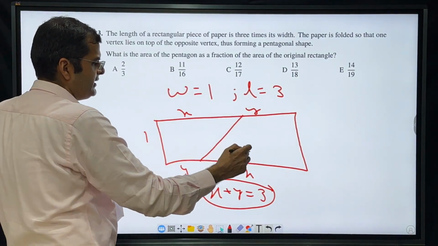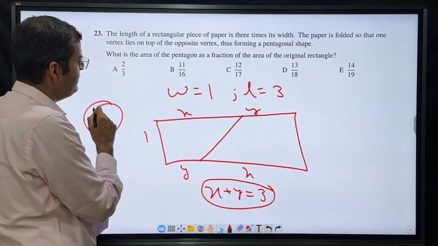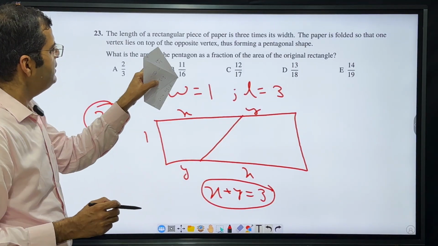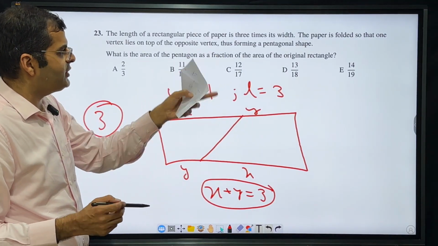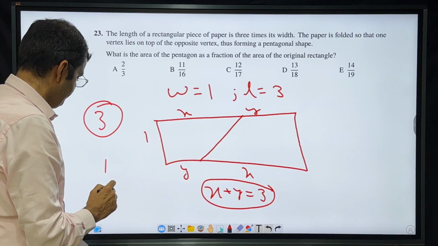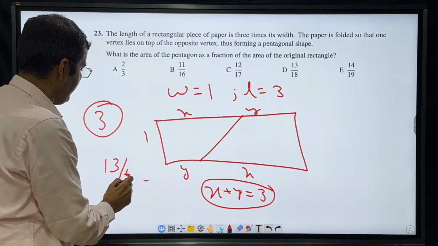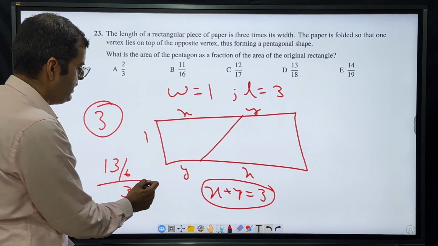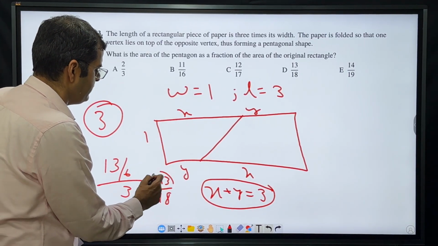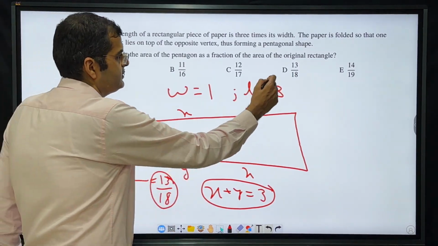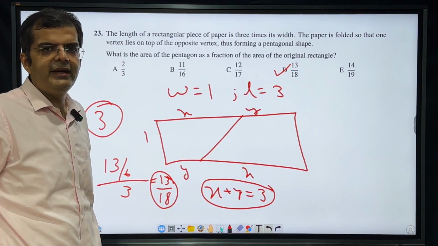What is the area of this rectangle? The area of the rectangle is 3 into 1, which is 3. So what is the area of the pentagon as a fraction of the original? That will be 13 by 6 divided by 3, which is 13 by 18. The area of the pentagon will be 13 by 18 that of the rectangle. So option D, 13 by 18, is the right answer.